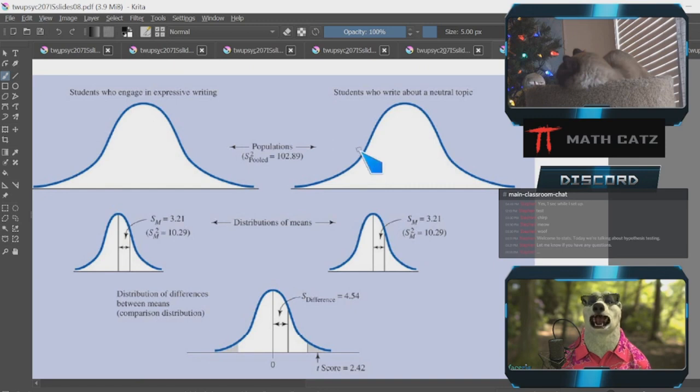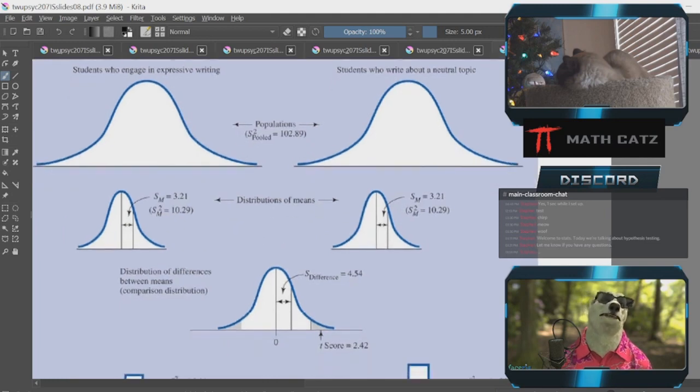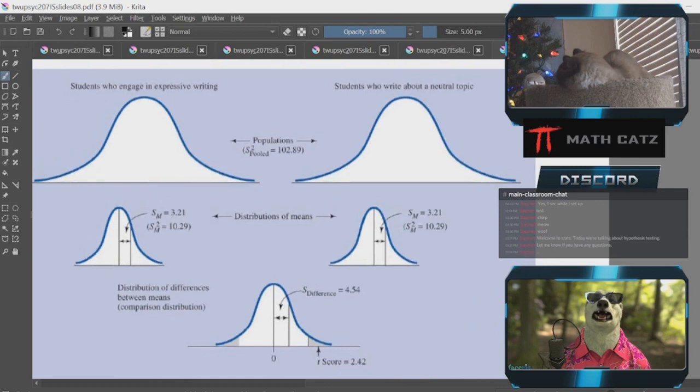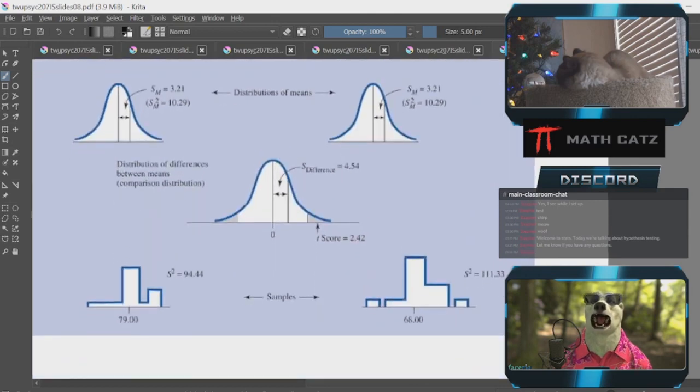You had two populations. You calculate their own distributions of means using a pooled variance, because that's the best variance estimate we can get. Then you go to your comparison distribution, which is the distribution of differences between means. It has its own standard deviation and mean, a t-distribution.